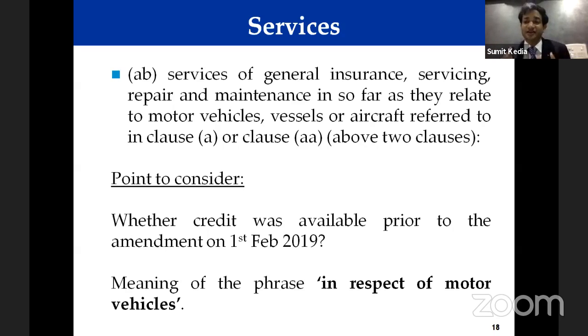In that case, if we analyze in detail this phrase "in respect of", then ITC should be available on repair and insurance, because repair and insurance are not even goods. When I procure motor vehicles, it is goods. In case of insurance and repair and maintenance, it is a service transaction. ITC is not available on purchase of motor vehicles, but on these items I should be allowed credit prior to 1st February. No doubt, that will be subject to litigation in future. But my personal view is that ITC should be allowed prior to 1st February 2019, because there was no specific restriction prior to 1st February 2019.